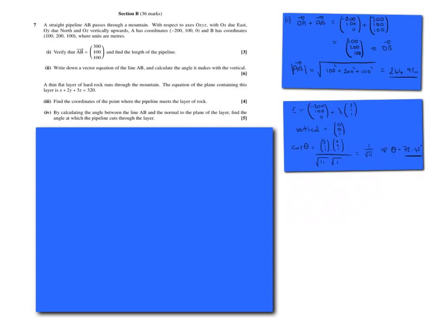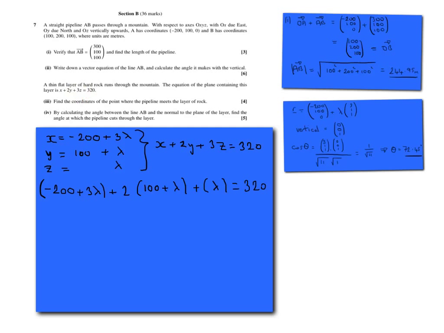To find the point of intersection of the plane and the line, which is the pipeline and the rock face, we think of the plane and the coordinates of this as being a series of x, y and z. Writing these down gives this. We can now sub these in, the x value into the x value of the plane, the y value in for y, and z for z, to get this.